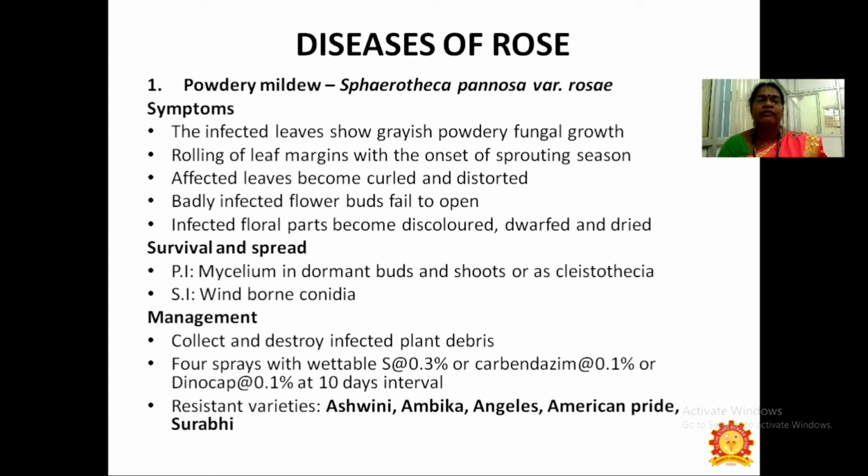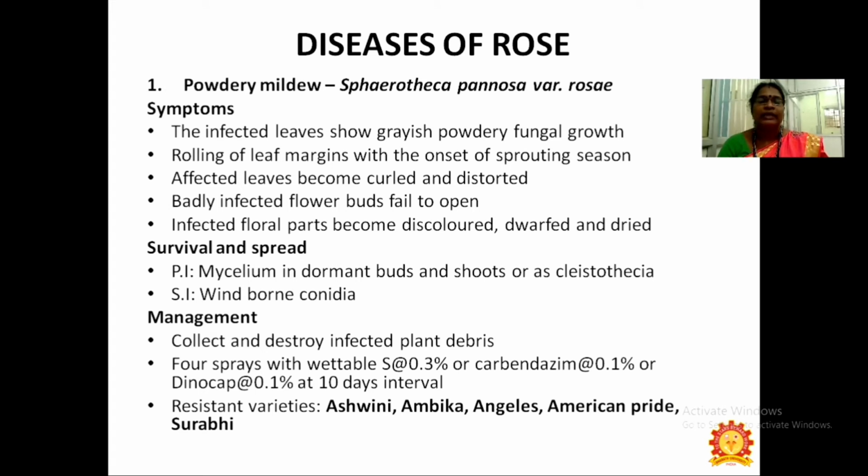Spread and survival: primary infection through mycelium in the dormant buds and shoots or as cleistothecia. Secondary infection is through windborne conidia. And management: we have to collect and destroy the infected plant debris, and spray wettable sulfur at 0.3% or carbendazim at 0.1% or dinocap at 0.1% at 10 days interval.